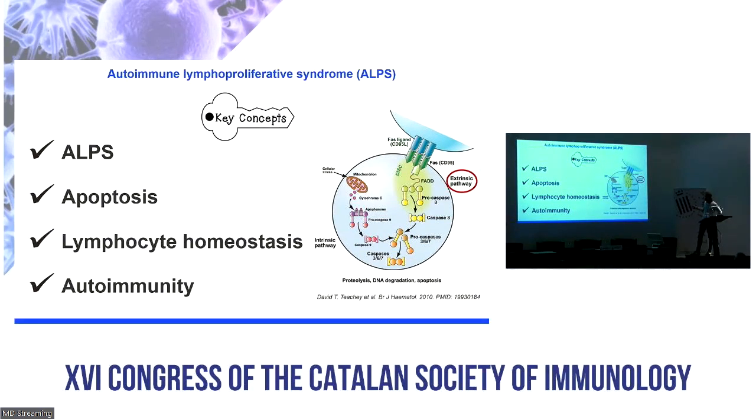So in ALPS, the extrinsic pathway doesn't work properly, and this illustrates the important role of this extrinsic pathway in the elimination of autoimmune lymphocytes, because the main manifestations of ALPS are autoimmune manifestations.